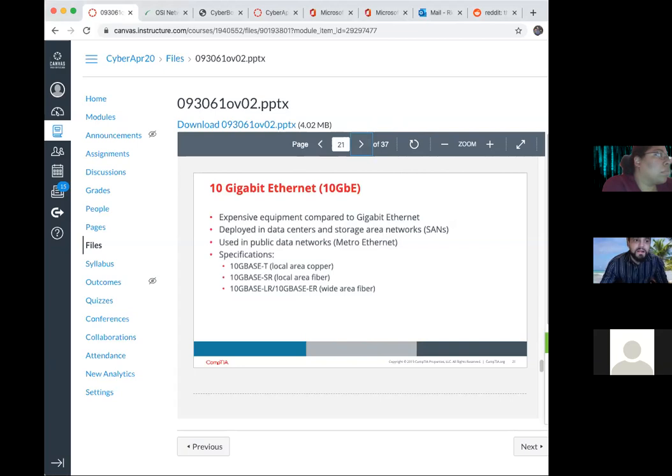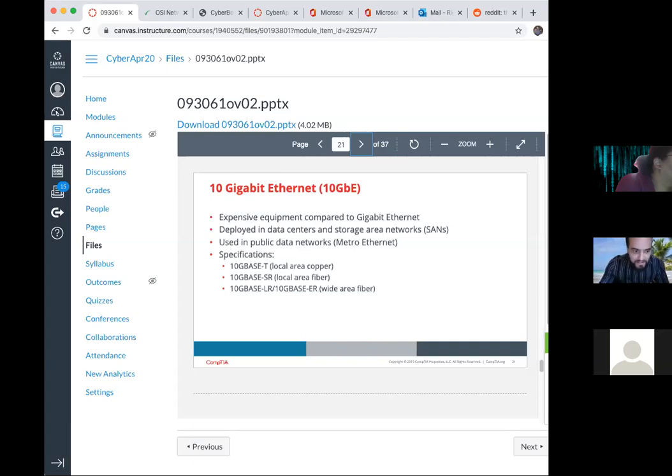Then we have 10 gigabit Ethernet. This is going to multiply gigabit Ethernet by a factor of 10. So it's not really deployed out there like that. It's less likely to be deployed for general purposes, right? This is probably going to be a major company, such as film and TV producers or government organizations. So 10 gigabit Ethernet has several different standardizations.